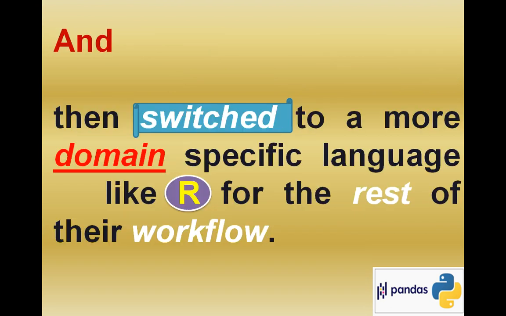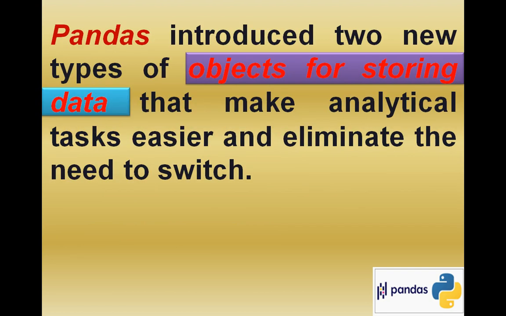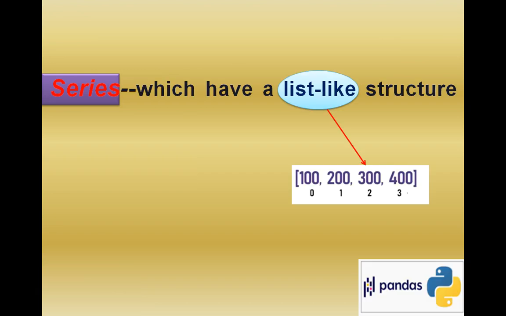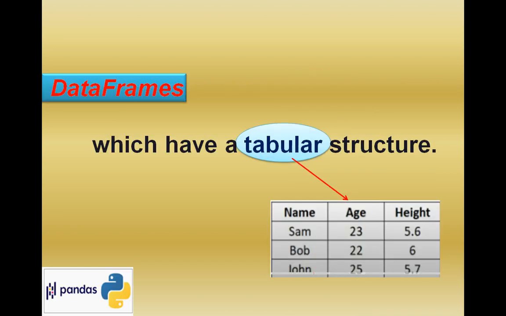So after data munging and preparation, they switched to a more domain-specific language like R for the rest of their workflow. To stop this type of shifting, Pandas introduced two new types of objects for storing data. These objects make analytic tasks easier and eliminate the need to switch. These two types were Series and DataFrames. Series has a list-like structure as shown in the figure, and DataFrames have a tabular structure, that is in the form of rows and columns.